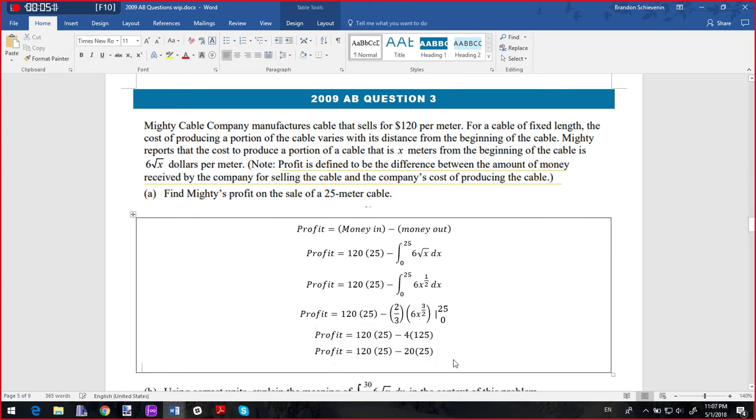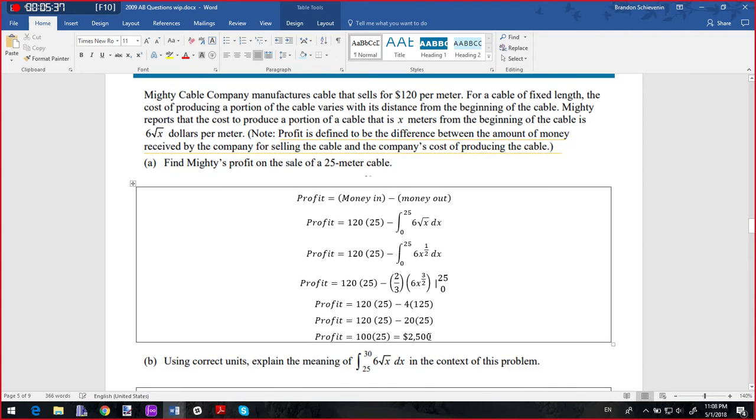So now I've got 120 minus 20 is 100 times 25. Or 2,500 USD. Okay, any questions on A? Okay.